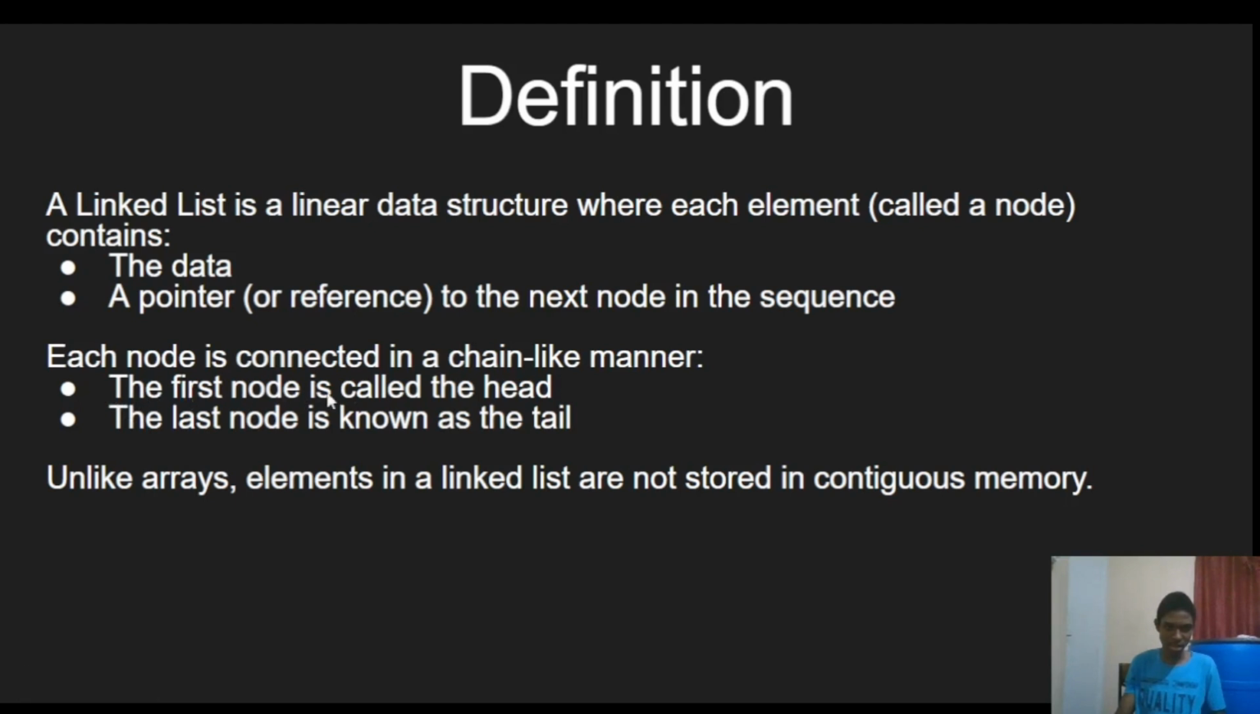So here's what you need to know, guys. The first node is called the head. The last node is known as the tail. Unlike arrays, elements in a linked list are not stored in contiguous memory, meaning back to back or behind one another.